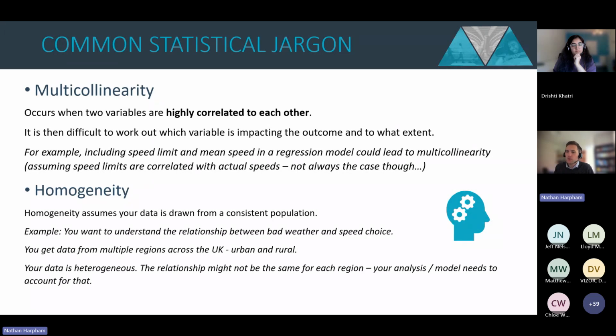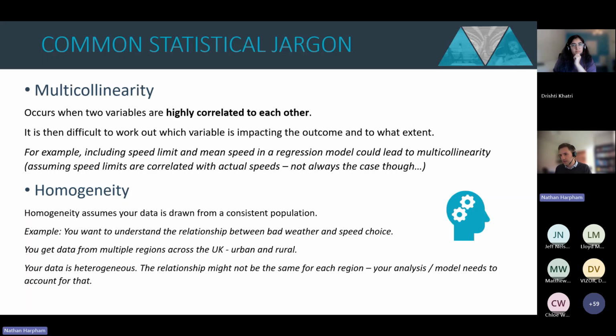So suppose you want to understand the relationship between bad weather and speed choice. How does bad weather, be it rainfall, snow, fog, ice, whatever it is, how does that influence people's speed choice? What's that relationship? And in order to do that, you get data from multiple regions across the UK.